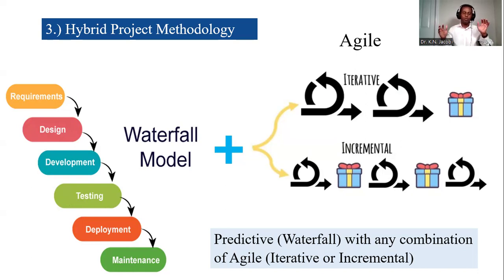So any combination of waterfall with iterative or incremental agile methodologies is what we call hybrid. Let me give you two examples. I think people understand more when we give examples. You want to build a car like Tesla.